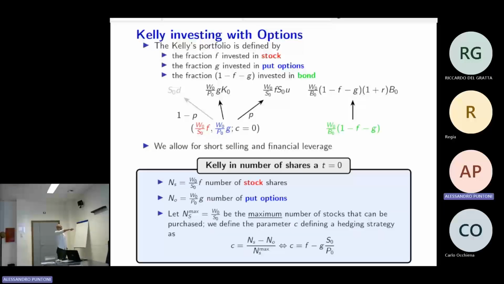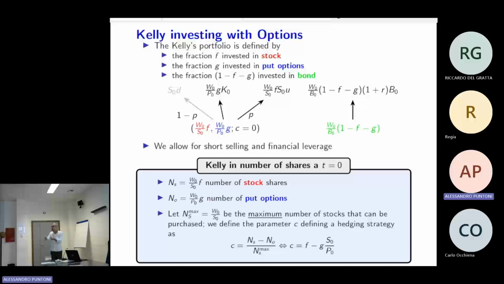So if we consider S max as the maximum number of stock that we can buy, we use this variable C, that is the number of stock that we buy minus the number of options that we buy, normalized by this N max. What is the intuition about this parameter C? This parameter C defines the so-called hedging strategy.